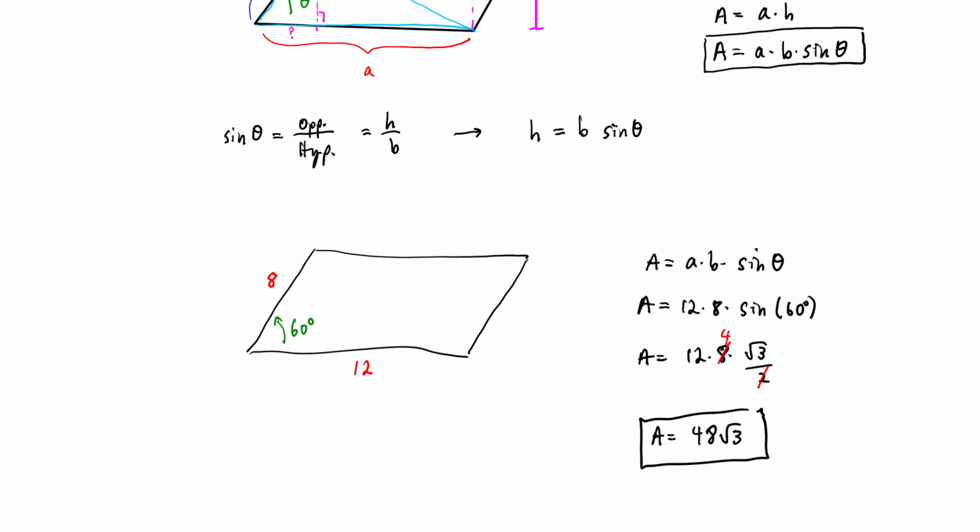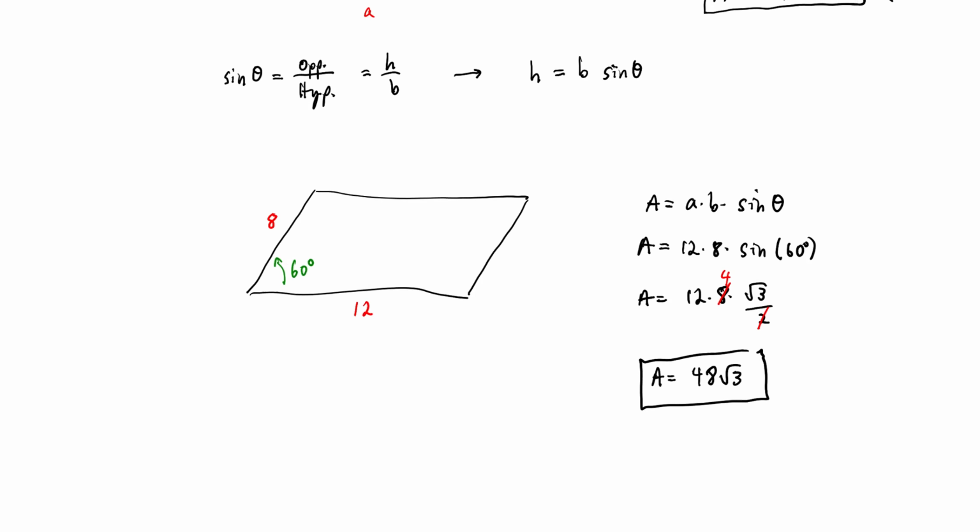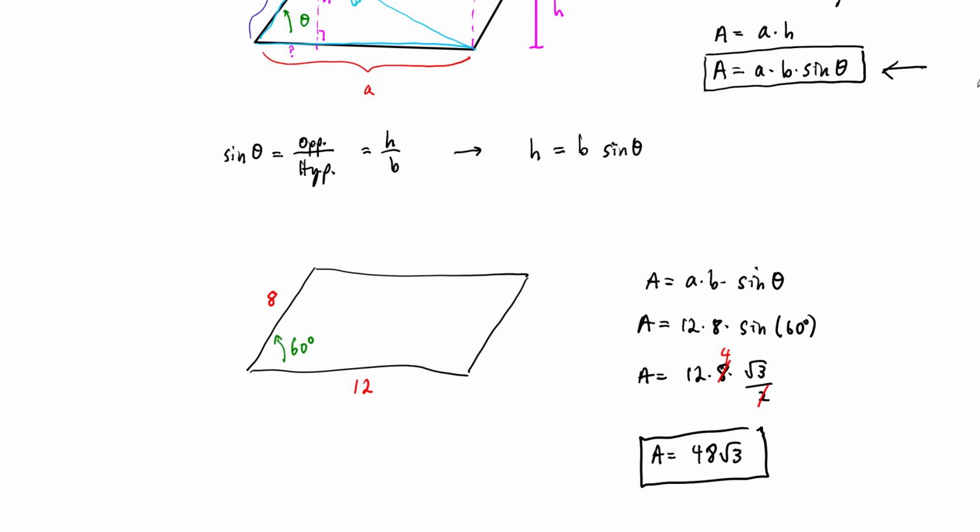The main thing you should take from this is that here's a trig formula for the area of a parallelogram. It only works for a parallelogram, okay? It has to be a parallelogram. But for the area of a parallelogram, if you know two adjacent side lengths and the angle between them, there you go. You can just use this formula.